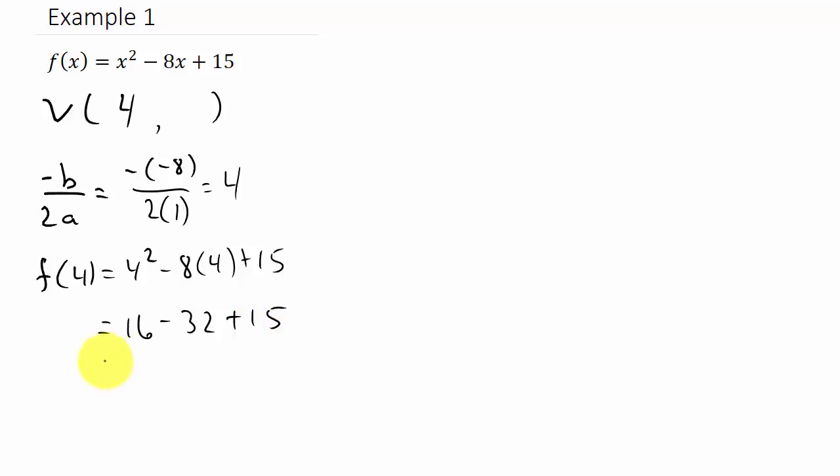And this will give me negative 1. Okay? And so there's my vertex. Now let's find the x-intercept. Okay? So the x-intercept, well, how do we find the x-intercept?